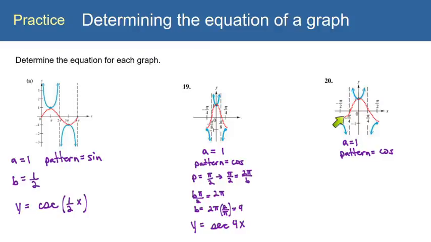So let's get period. Period goes from negative pi over 2 to positive pi over 2. So period is 1 pi. And we do not see 2 pi on our graph. So let's go ahead and plug into our formula. Period equals 2 pi over b. Multiply both sides by b. And now divide both sides by pi. And we can see that b is 2. And so y equals a secant bx, in this case 1 secant 2x.